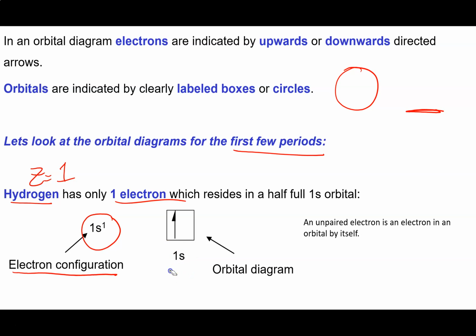And then the orbital diagram looks like this. I've put a box here to represent the orbital. I've labeled it 1s, and then it's got 1 electron, so that goes in as a half-headed arrow upwards. Now, when you have 1 electron in an orbital by itself, that electron is described as being an unpaired electron.